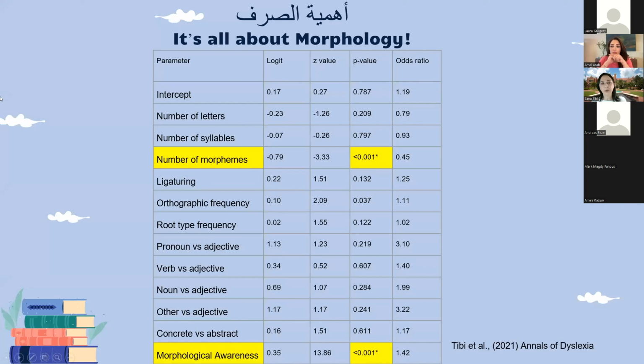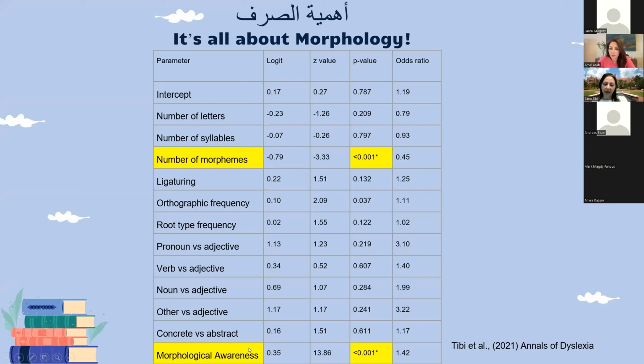For example, if we take the word shafa, it's 2. Mustashfa, hospital, is 3. Al-mustashfayat, the hospitals, so it goes, increases in size. So for example, the word تتحداني, you defy me. صديقته, صديقتهم. So how many morphemes do we have in these words? And this will indicate the difficulty or the ease of the words.